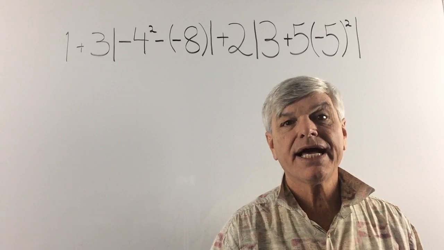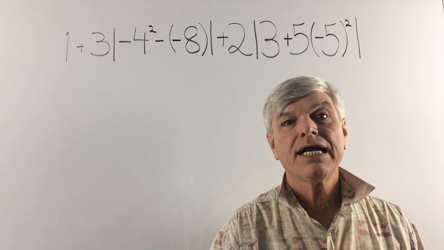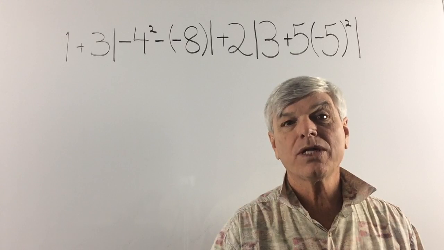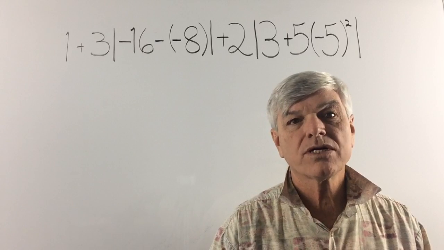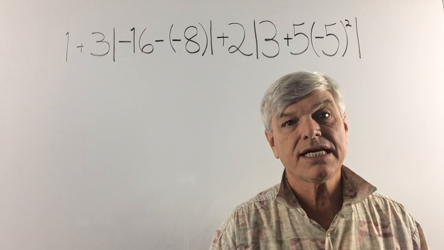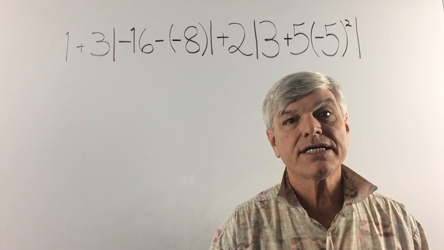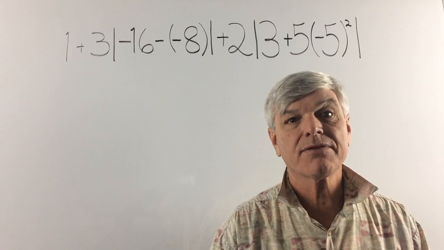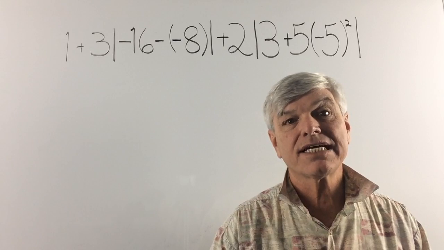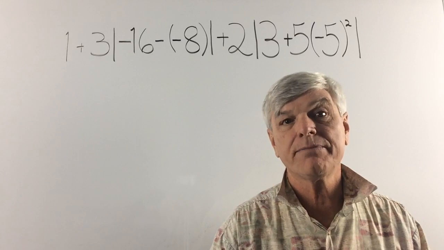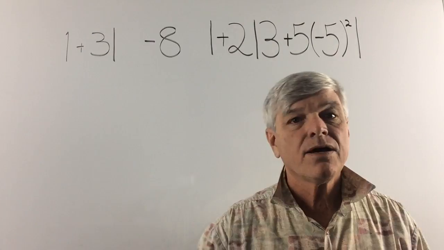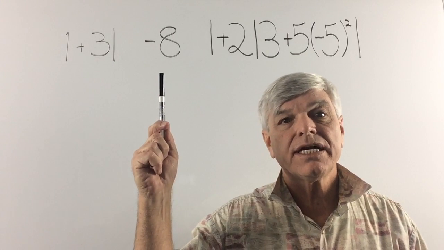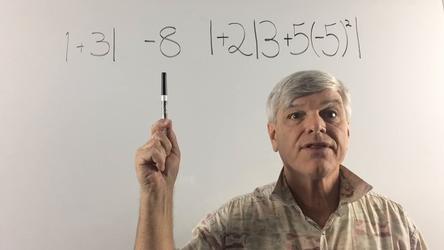And that is negative 4 squared. Now, that exponent only applies to the thing it's next to. So it only applies to the 4. It does not apply to the negative. 4 times 4 is 16, which leaves you with a negative 16. And in the parentheses, we have negative 8. On the outside of the parentheses, we have a negative. So that's going to be negative 1 times negative 8, which is going to be positive 8, which leaves us with negative 16 plus 8, which is negative 8, and we've completed the function in the absolute value bars on the left-hand side.